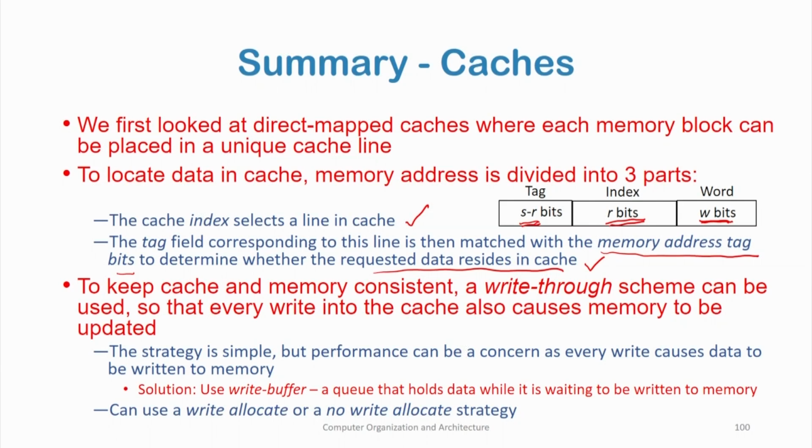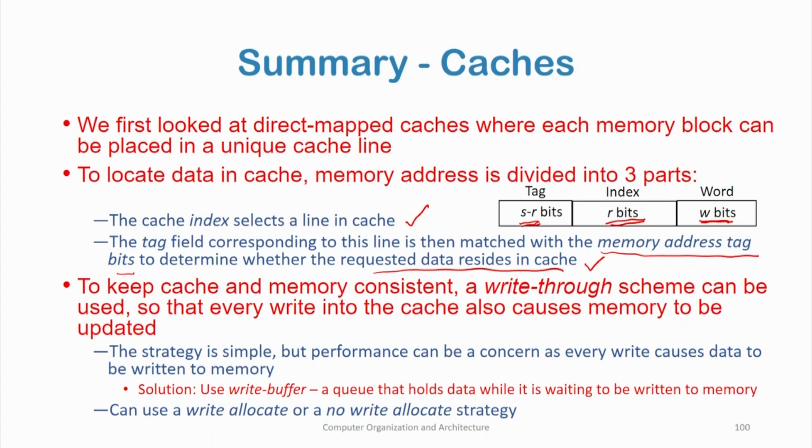The solution to this performance problem of write through caches is to use a write buffer, a queue. So, what is a write buffer? A queue that holds data while it is waiting to be written to memory.